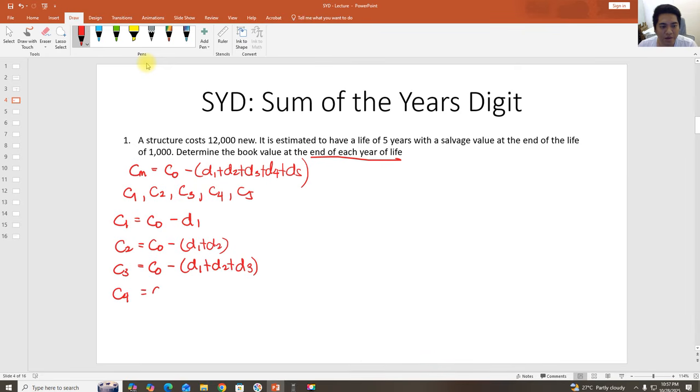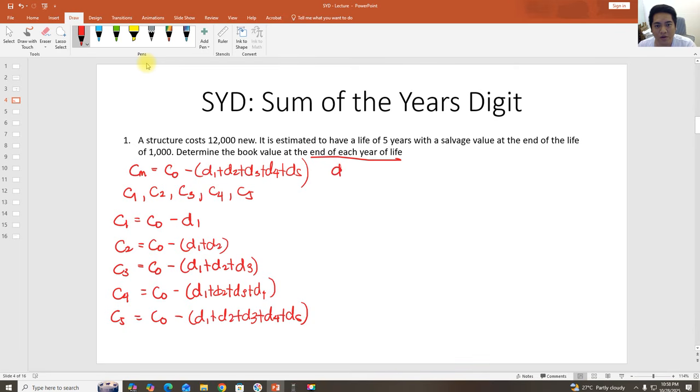And for the C sub 4, we have C sub O minus the summation of depreciation up to D sub 4. And lastly, of course, that would be C sub O minus the summation of the depreciation up to D sub 5. Okay, so that will be our formula. But before we get the values of the book value, we need first to get the values of the depreciation. Since it is the book value at the end of each year of life, we are going to get also the depreciation per year.